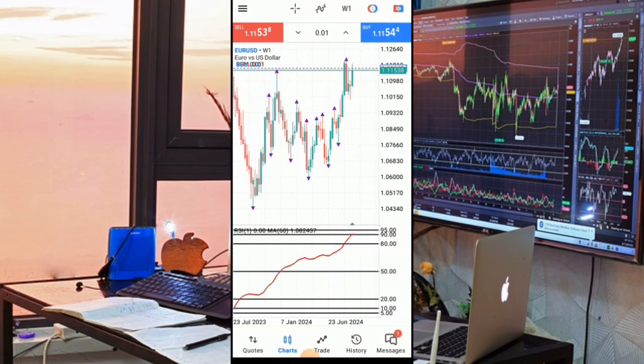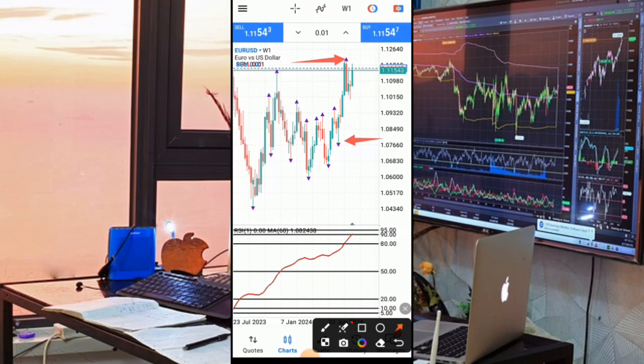So now this is the weekly time frame, and this is what we are going to pay attention to. If the fractal is like this at the top, it means we are going to be looking for sell entries. If price is below like this, we are going to be looking for buy entries.